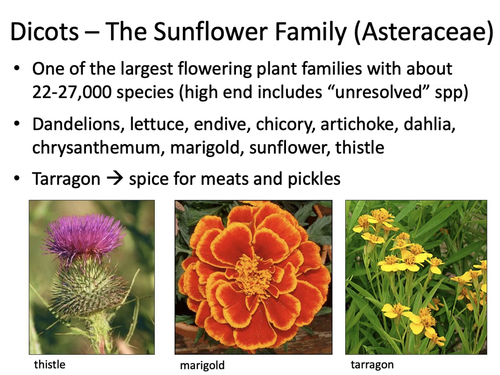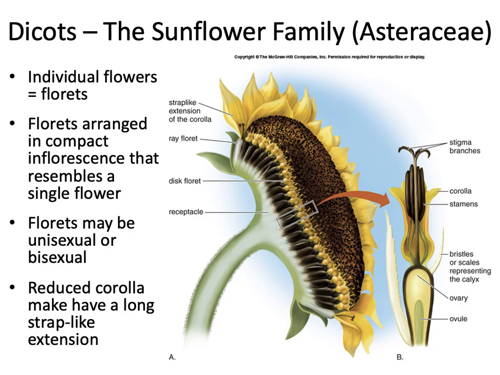Now, the sunflowers are unique because even though we see one big sunflower, that's not just one flower. That is an inflorescence that's made up of hundreds or thousands of individual flowers referred to as florets. The florets are arranged in a compact inflorescence that resembles a single flower, but it's not. And those florets may be unisexual or bisexual. They often have a reduced corolla that may have a long strap-like extension.